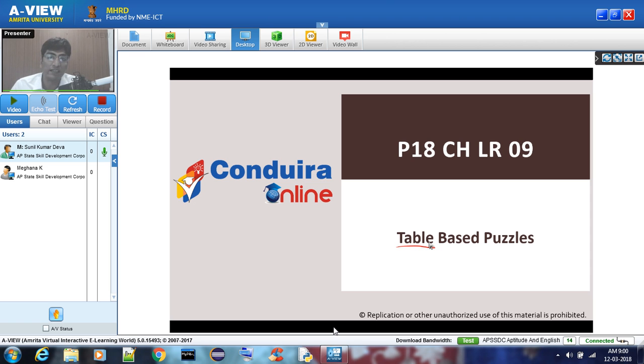Whatever data they give, you need to convert it into a table. After converting into a table, we need to check out how to get the answers. Today we'll take over 3 or 4 puzzles during which you will be able to understand the skill in great detail. Let's get started with the first puzzle here.